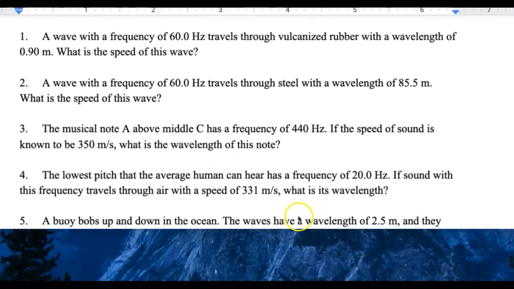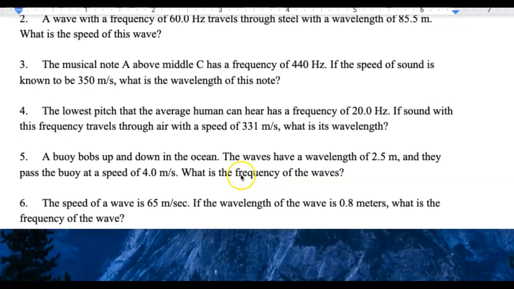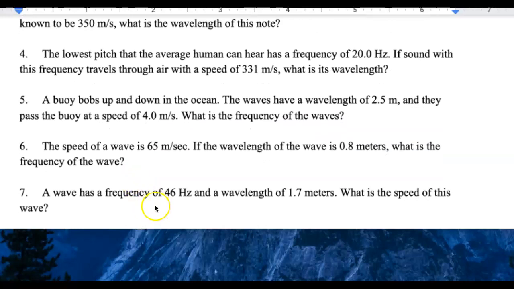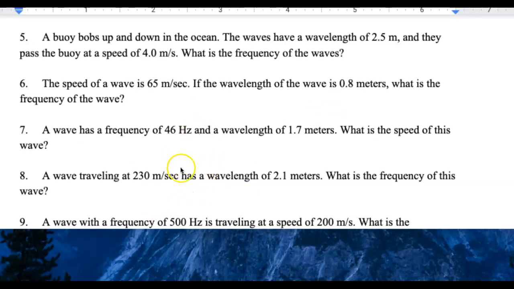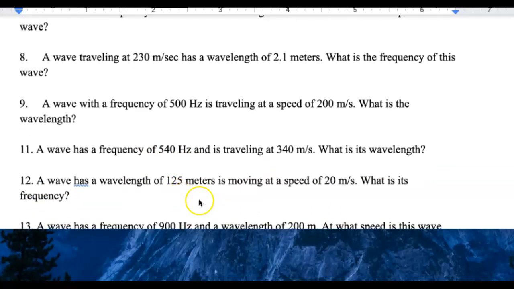Okay, same thing for number 4. I'm again asking you, what is the wavelength? Frequency, you end up taking speed and dividing it by wavelength. And then you have a couple of frequency alone, and then you're back to finding speed and then alternating between them. Okay?